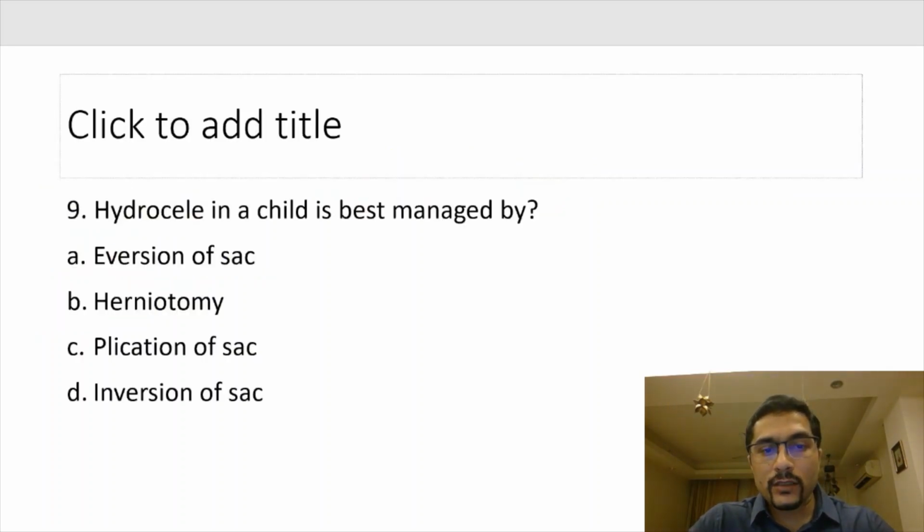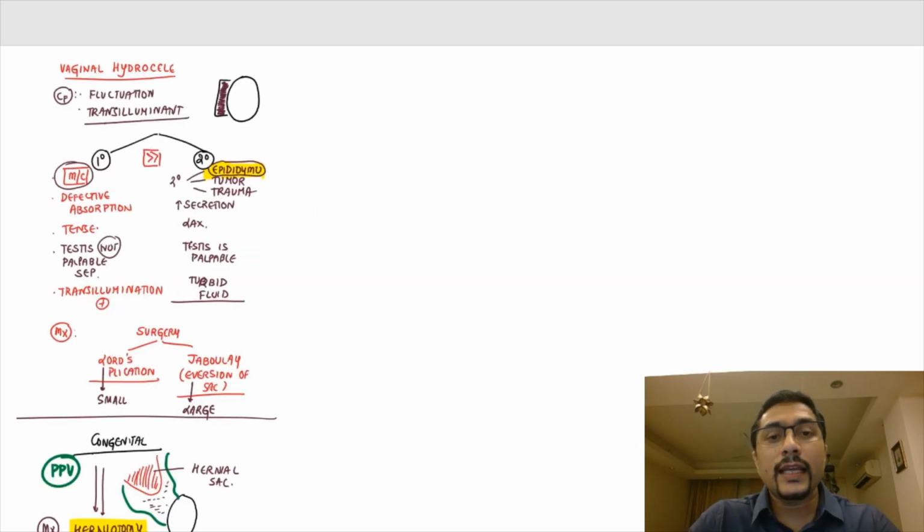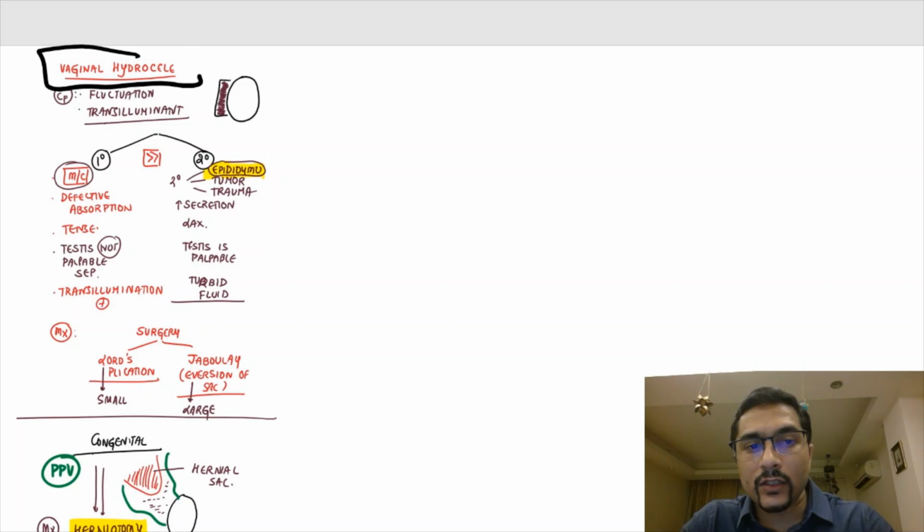The next question which you should know about: hydrocele in a child is best managed by. For congenital hydrocele, the treatment is herniotomy. Please remember this. The treatment for congenital hydrocele is herniotomy. This has been asked multiple times. The most common type of hydrocele is known as vaginal hydrocele, and primary vaginal hydrocele is the most common type.